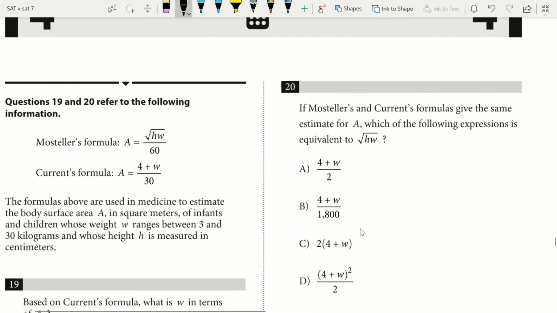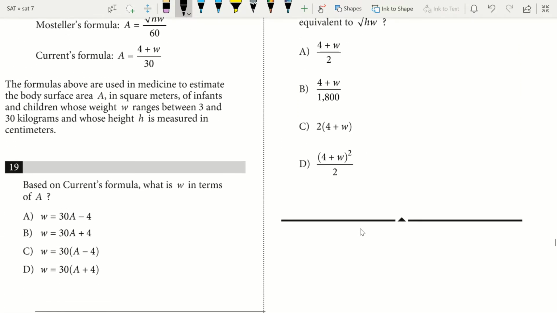All right, move on. Question 19. I'm given two formulas. Based on Current's formula, it's going to be right here. What is W in terms of A? So I'm just solving for W. I'm going to multiply each side by 30 to isolate. So now I got 30 times A, not 38, 30A. Now I'm going to go ahead and subtract 4 from each side. And I get 30A minus 4 will equal W, which will be answer choice A, right? 30A minus 4 equals W.